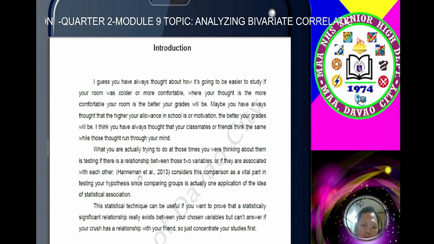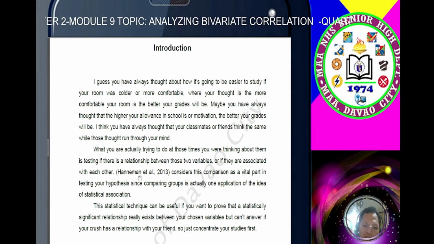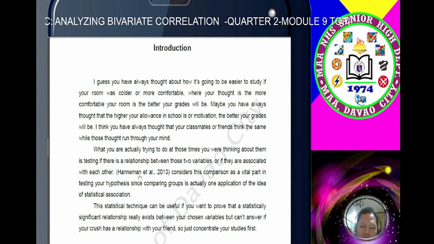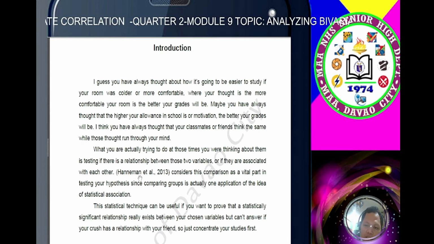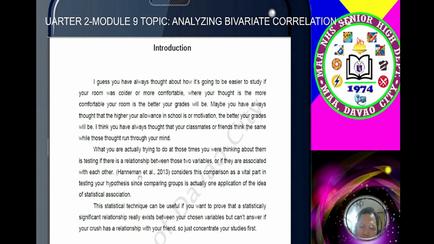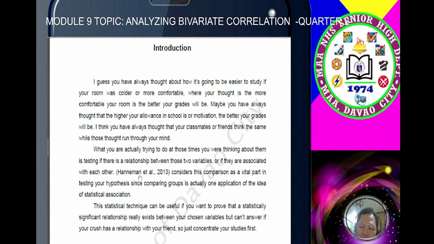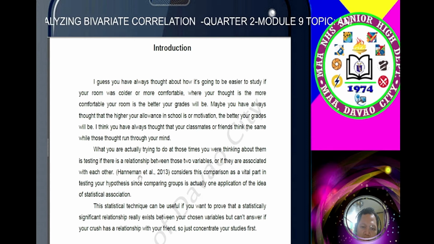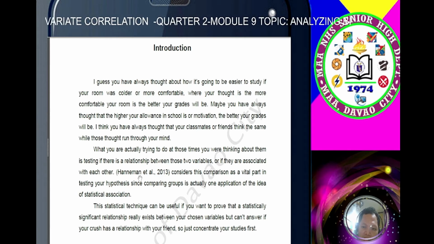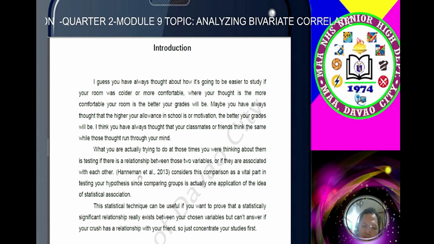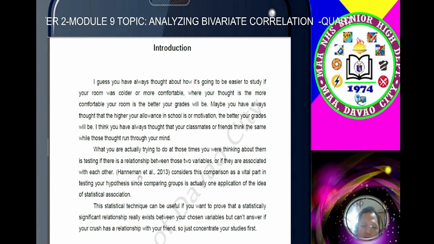What you're actually trying to do at those times when you're thinking about them is testing if there is a relationship between those two variables. In the situation presented earlier, we're trying to test if there's a relationship. For example, in your room, if you have a comfortable room, would it result in higher grades? If your room is not well ventilated, will it result in lower grades? Those ideas in your mind represent a test of relationship.